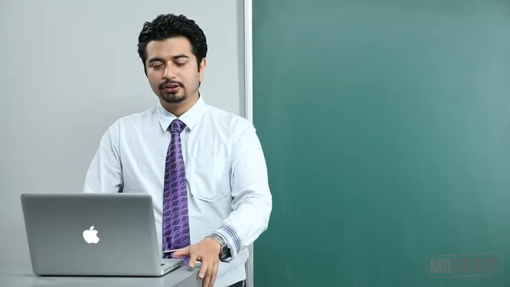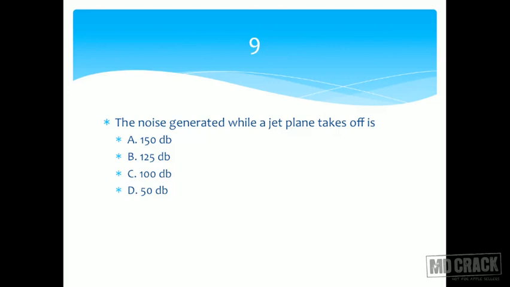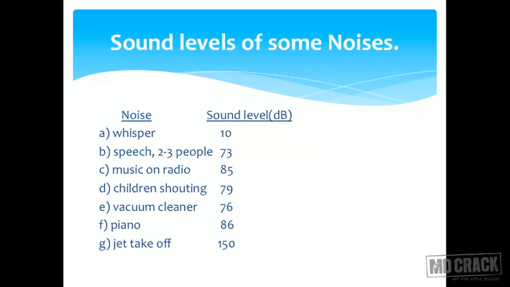The next question is, the noise generated while a jet plane takes off is, and the answer is 150 decibels. We saw it would do us a whole lot of good if we remember these noise levels, because they are frequently asked. You can have them in direct questions, or you can have them in the stems. So at least for the extremes, you should know what the sound levels are.